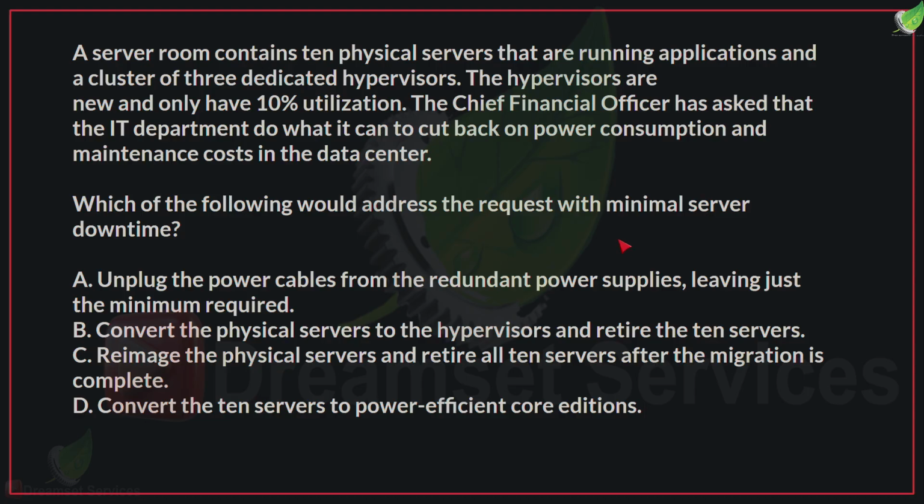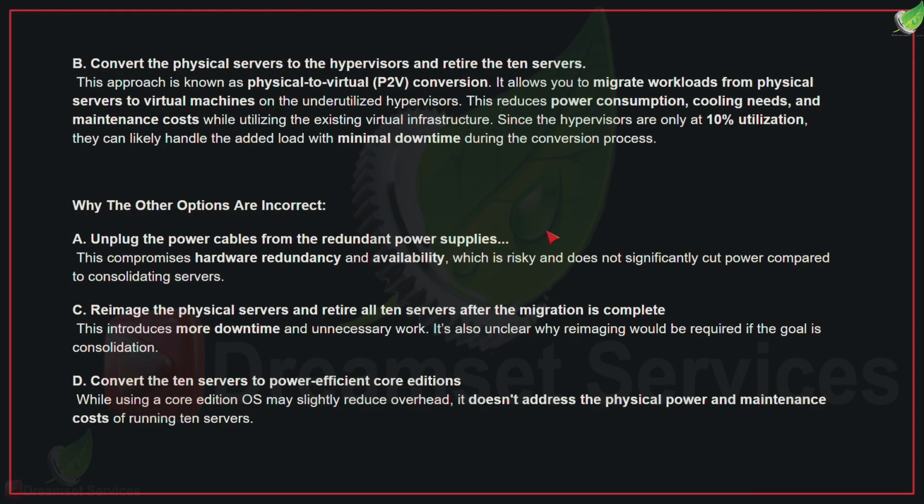The correct answer is B. Convert the physical servers to the hypervisors and retire the 10 servers. This approach is known as the P2V conversion. It allows you to migrate workloads from physical servers to virtual machines on the underutilized hypervisors. This reduces power consumption, cooling needs, and maintenance costs while utilizing the existing virtual infrastructure.